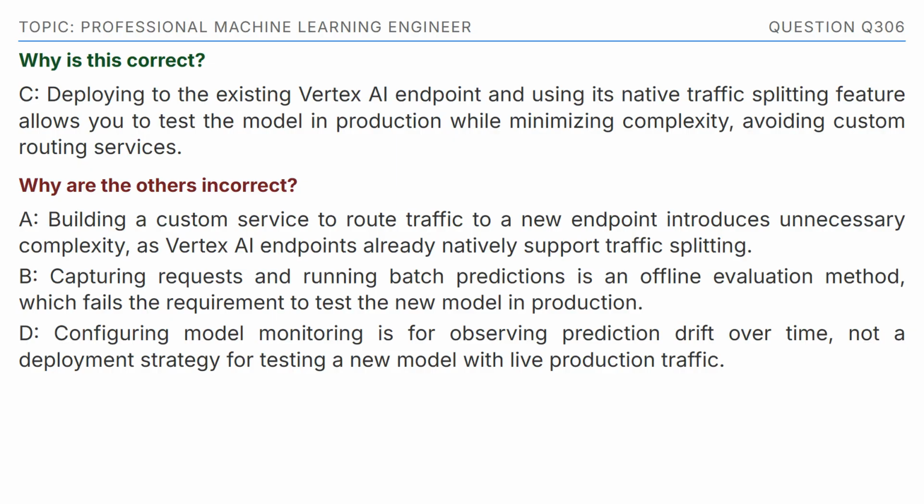Why are the others incorrect? A. Building a custom service to route traffic to a new endpoint introduces unnecessary complexity, as Vertex AI endpoints already natively support traffic splitting. B. Capturing requests and running batch predictions is an offline evaluation method, which fails the requirement to test the new model in production. D. Configuring model monitoring is for observing prediction drift over time, not a deployment strategy for testing a new model with live production traffic.